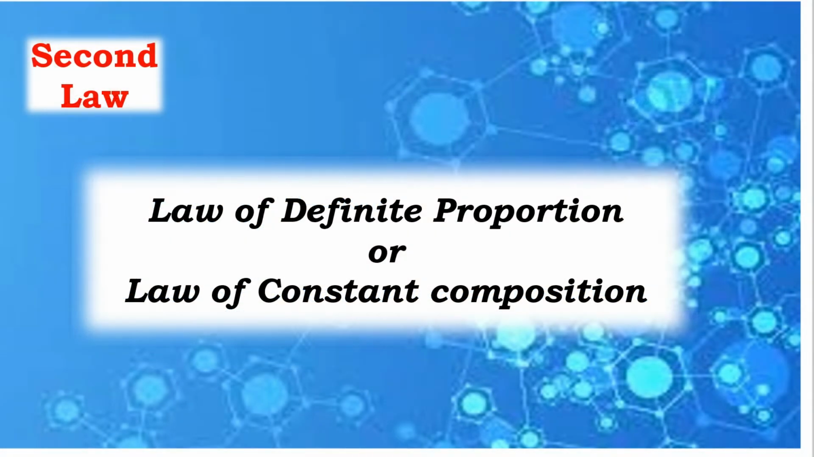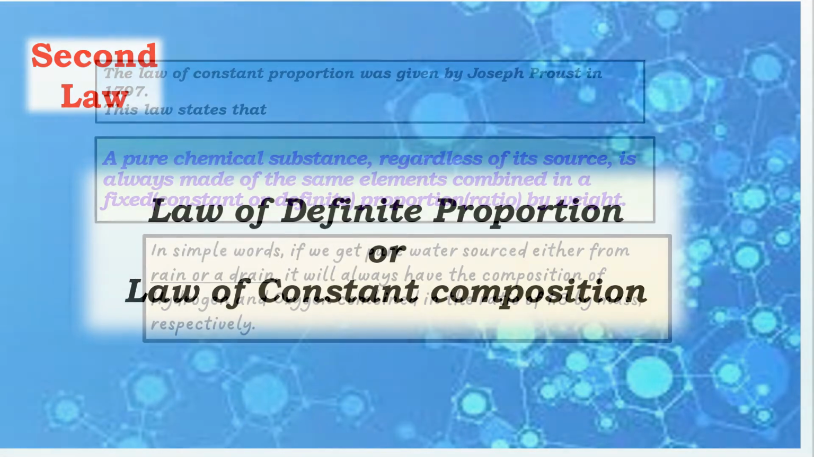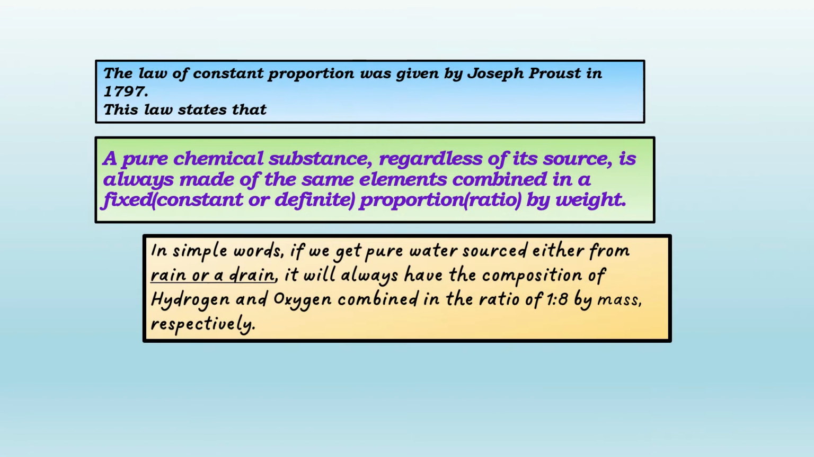Second law, law of definite proportion or law of constant composition. The law of constant proportion was given by Joseph Proust in 1797. This law states that a pure chemical substance, regardless of its source, is always made up of the same elements combined in a fixed or constant or definite proportion or ratio by weight.